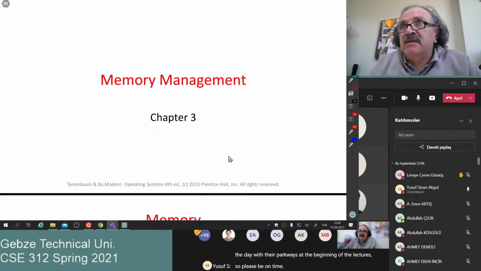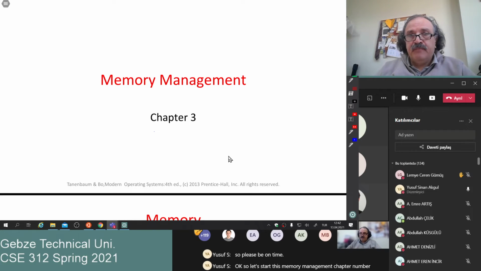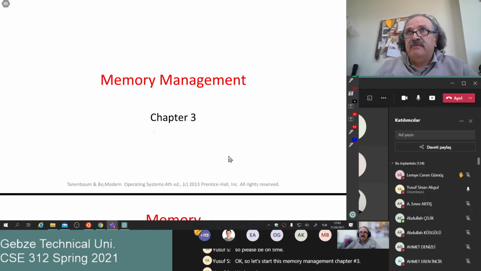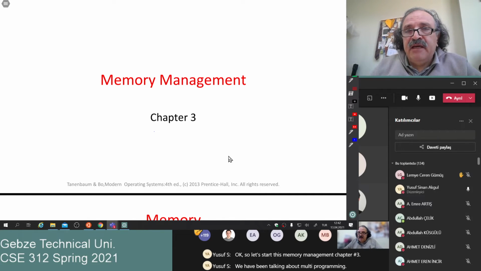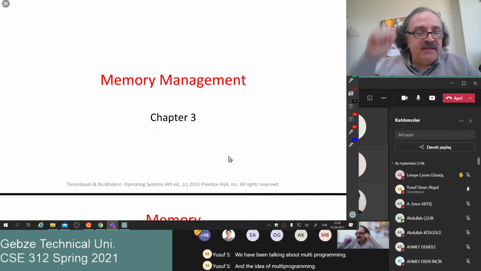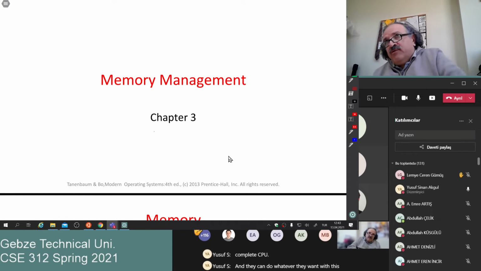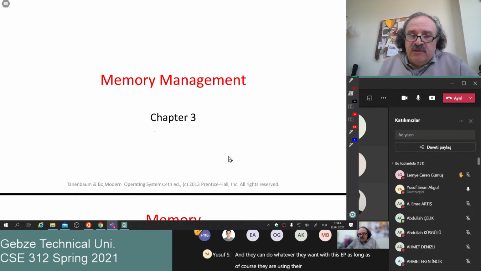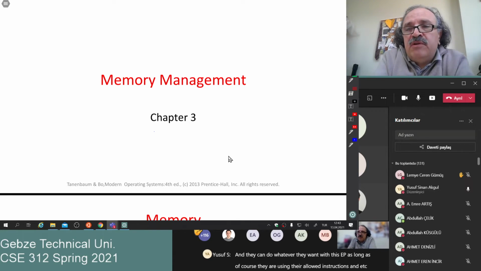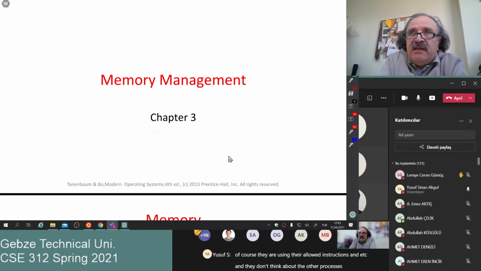Okay, so let's start memory management, chapter number 3. We have been talking about multi-programming, and the idea of multi-programming gave us this concept of processes. Each process would think that they have the complete CPU, and they can do whatever they want with the CPU, as long as, of course, they are using their allowed instructions. And they don't think about the other processes unless you need to do inter-process communication. So that was a very nice abstraction from the operating system, but it was difficult, right?